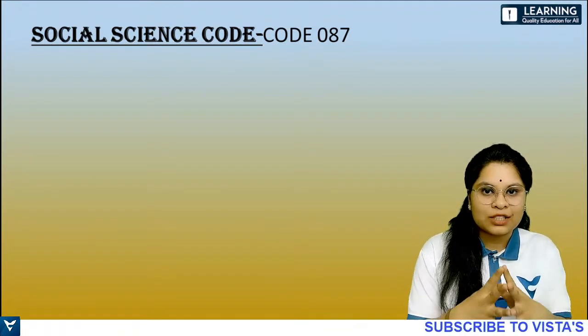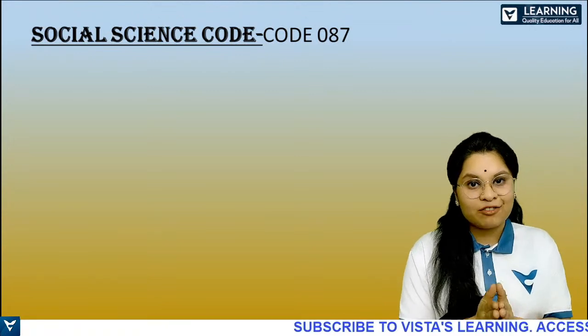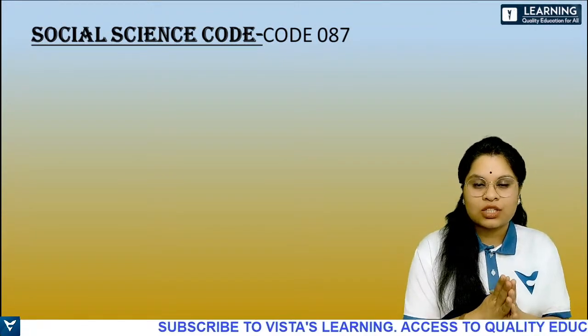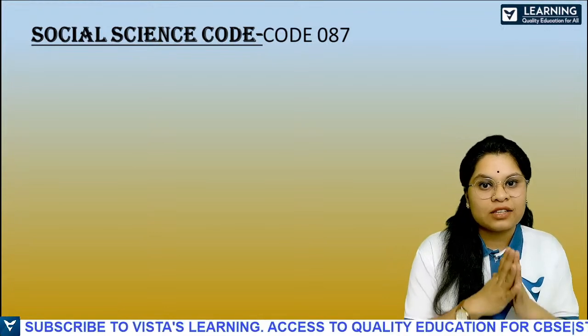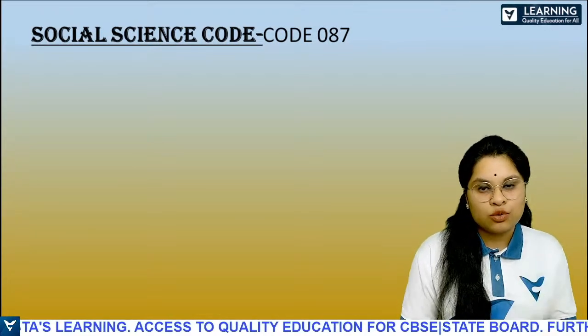Before that, I just want to tell you, like I've told you in my previous videos, the social science code is code 087. This is very, very important. So please don't forget this.